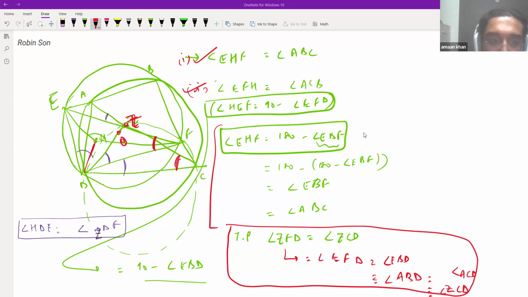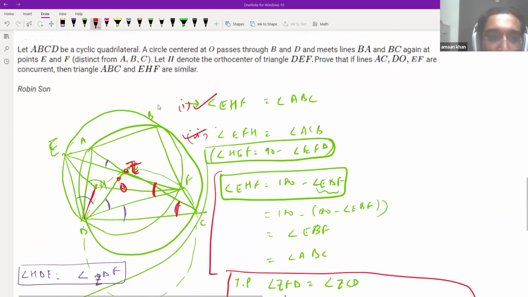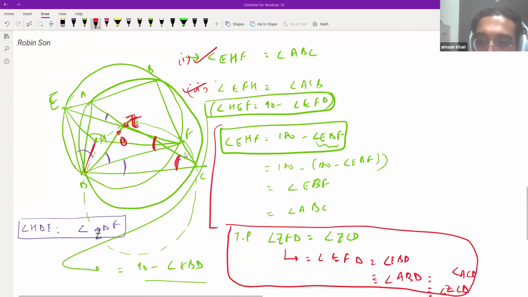Assuming we've got ZFCD cyclic, you can proceed with the problem. You need to show ABC, and you need to show this. So try to relate EFD to ACB now.